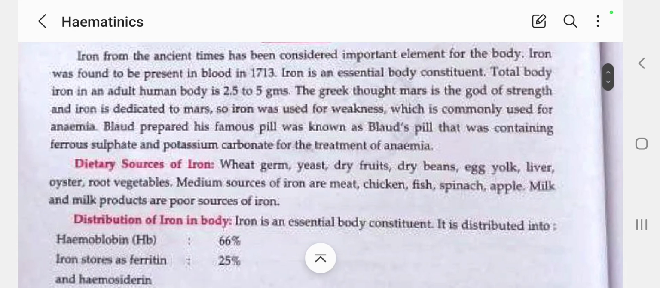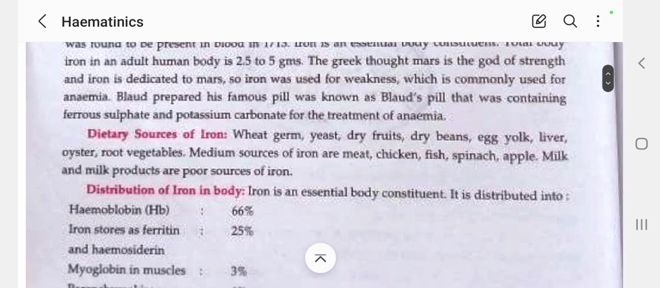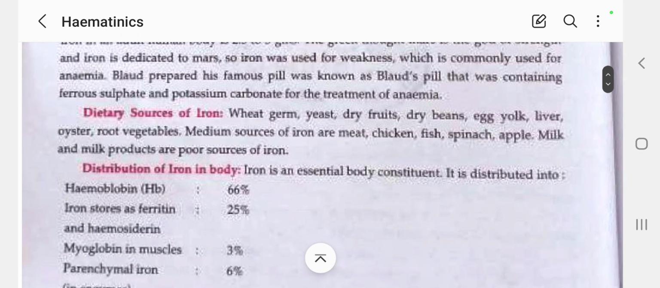Next, the dietary sources of iron. What are all the dietary sources of iron? We'll see wheat germ, yeast, dry fruits, dry beans, egg yolk, liver, oyster, then root vegetables. Medium sources of iron are meat, chicken, fish, spinach and apple. Milk and milk products are poor sources of iron. So these are the major dietary sources of iron.